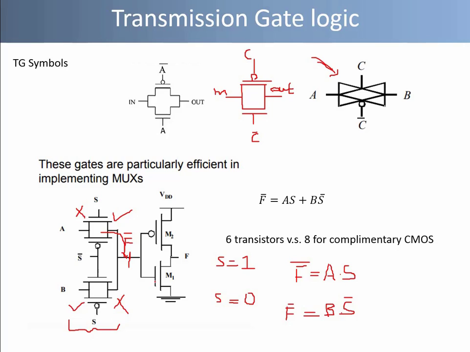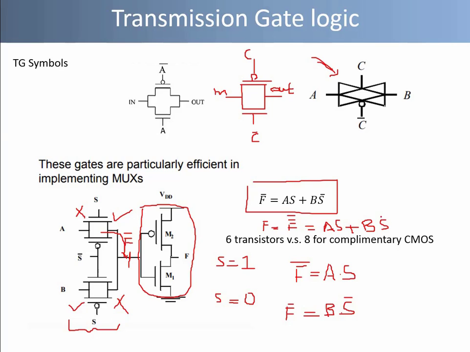So together we can write F complement is equal to A and S or B and S complement, and this node is connected to a CMOS inverter which complements it. So we can write F is equal to F complement whole complement, which is equal to AS plus BS complement whole complement. In this way we have a circuit of an inverting multiplexer.